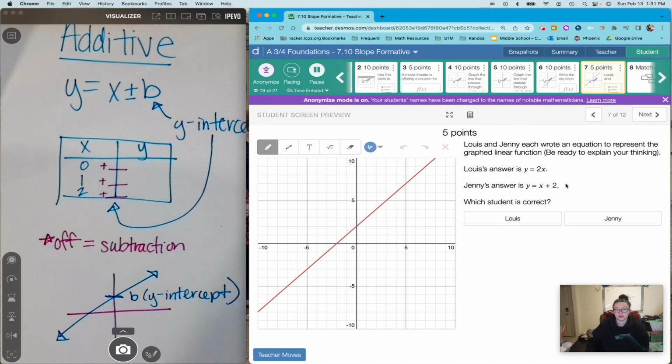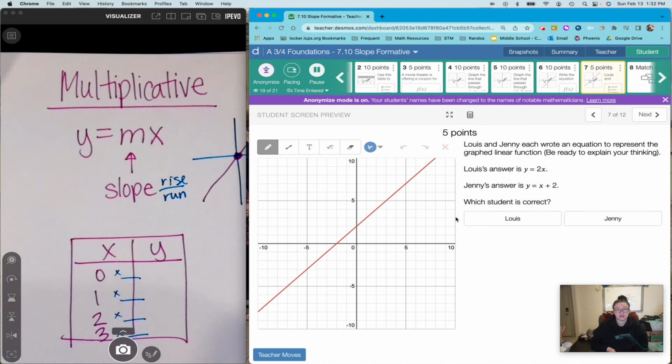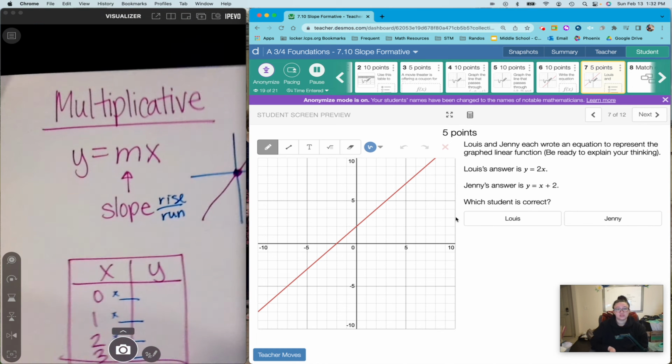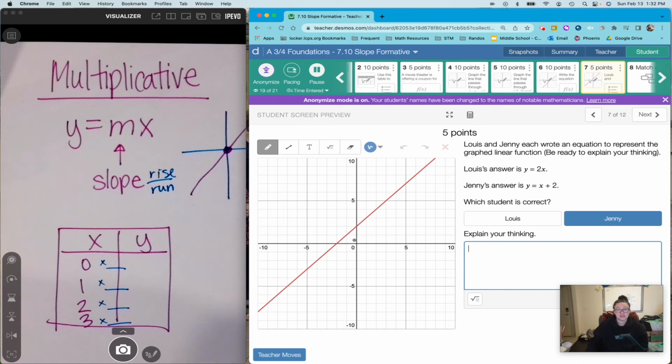We did a pretty good job on this one. Is this additive or is this multiplicative? This is additive. So that means that Jenny is correct. It does not go through the origin. If it did go through the origin, it'd be multiplicative for Luis's answer. But it does not. It has a y-intercept.